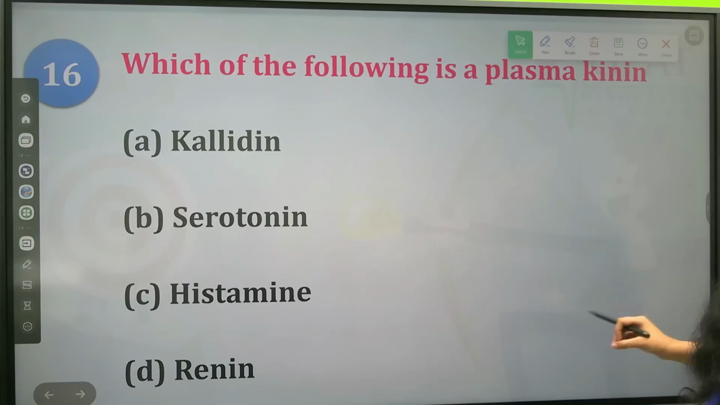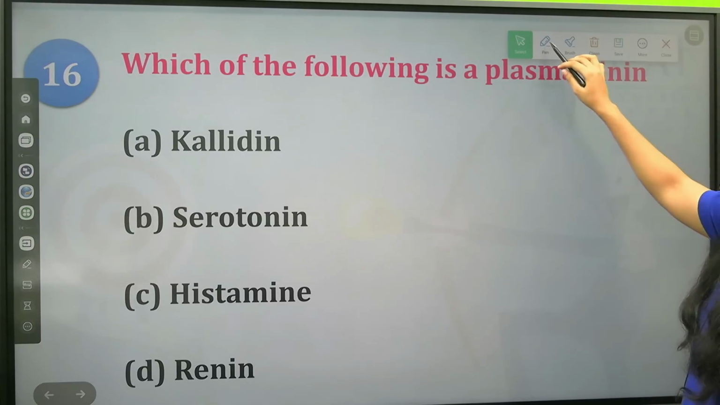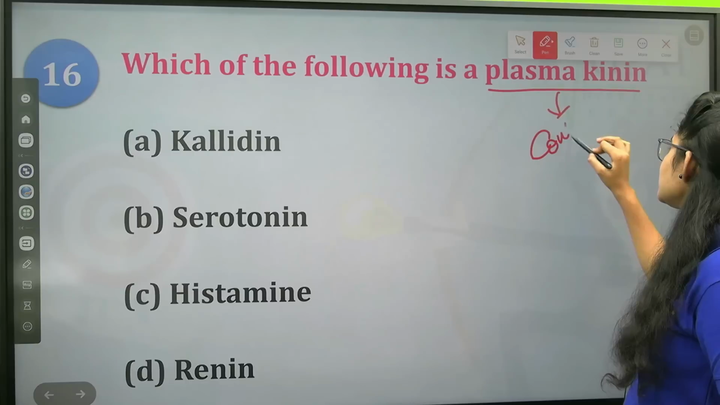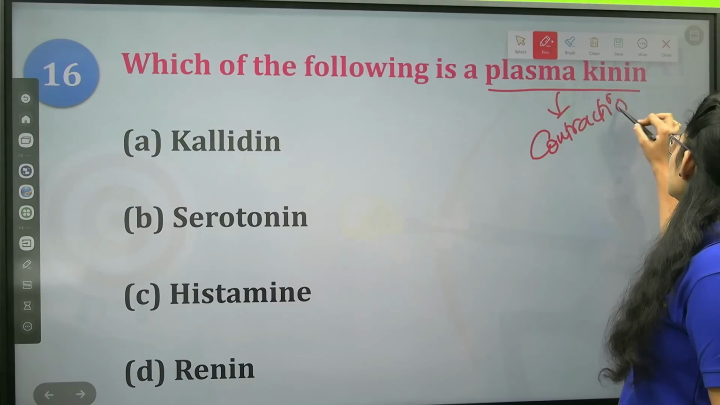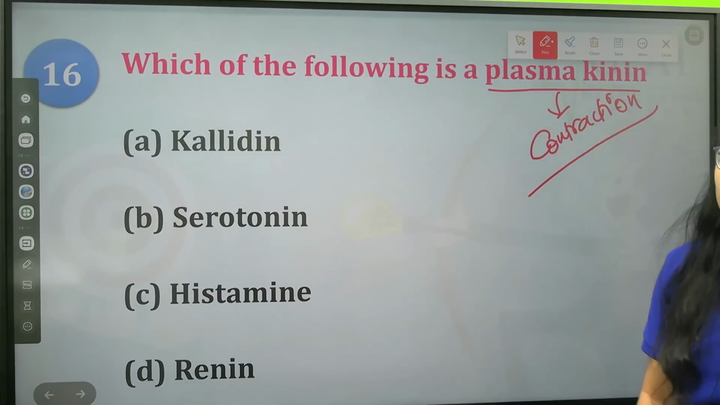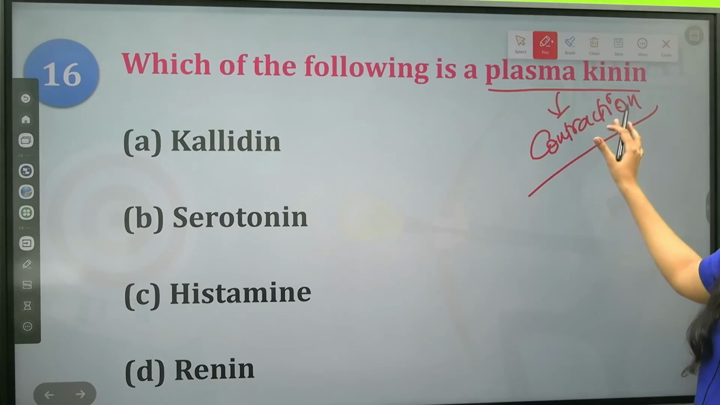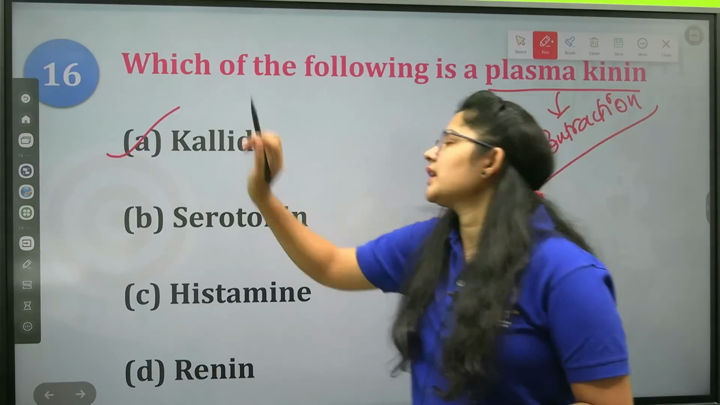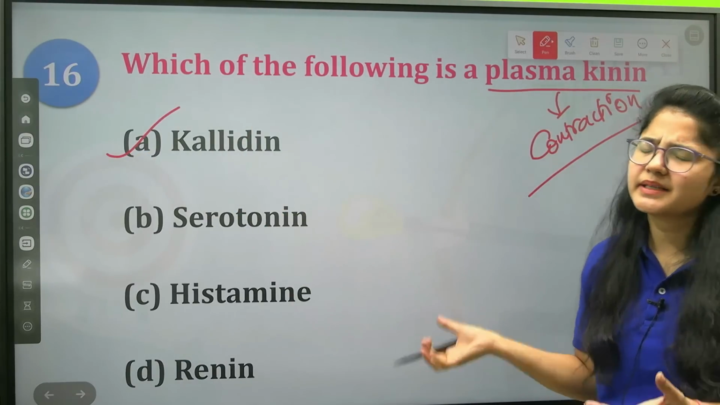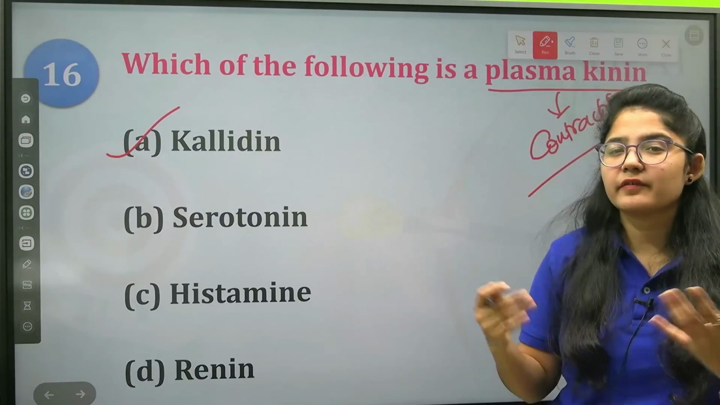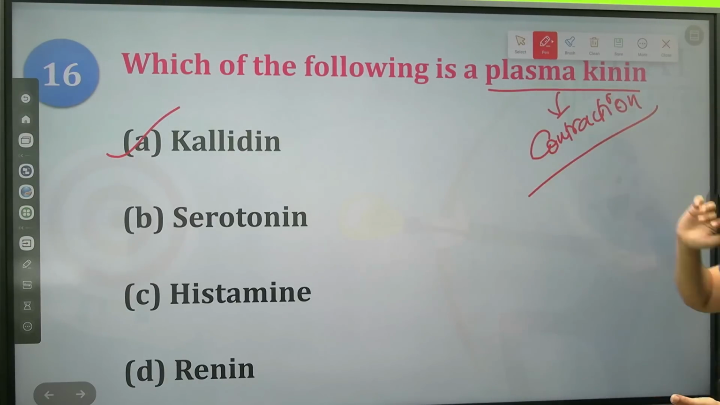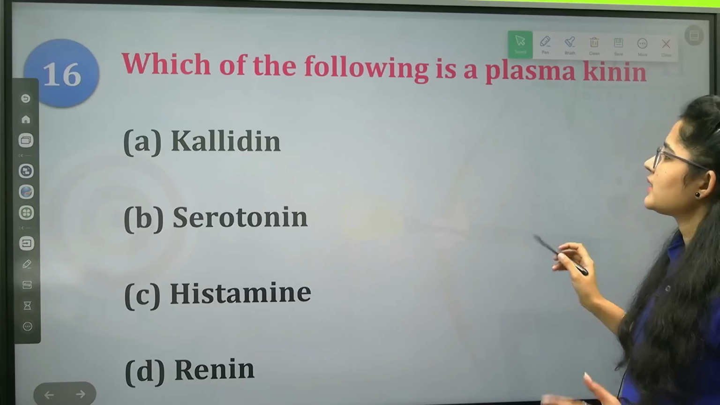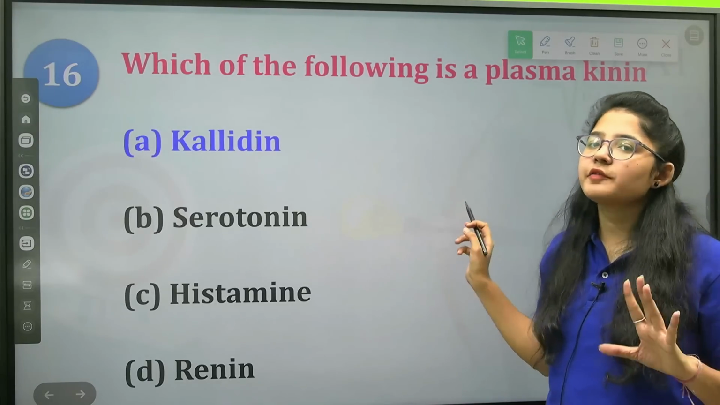Which of the following is a plasma kinase? Now, this plasma kinase is responsible for the contraction. Clear? If there is a decrease in this plasma kinase, we used to take the drug CENT. Clear? This is simple. This is the classification. It should not have any concept. Okay. So, the correct answer will be your CEF. Clear? So, these were the 16 questions of pharmacology.